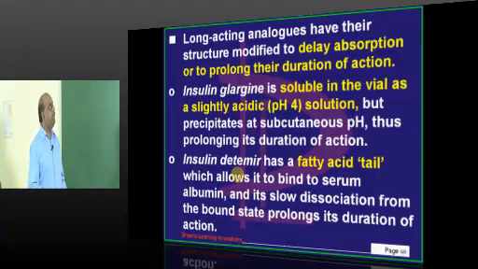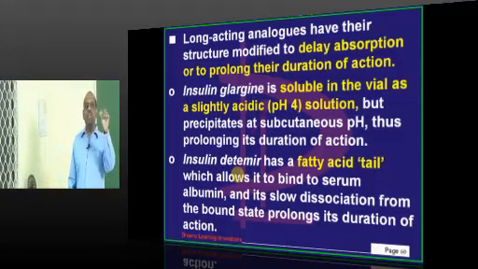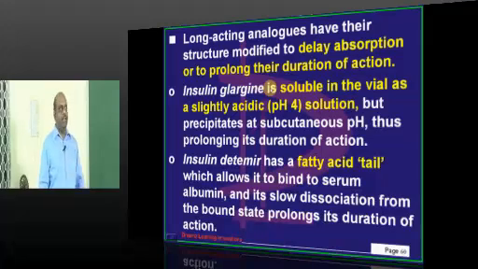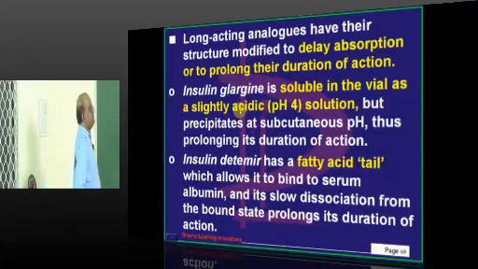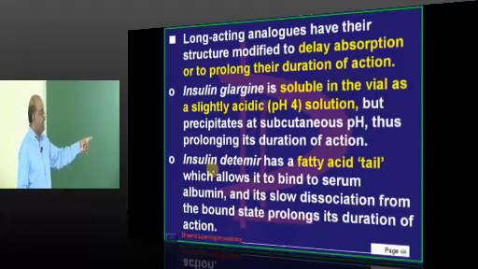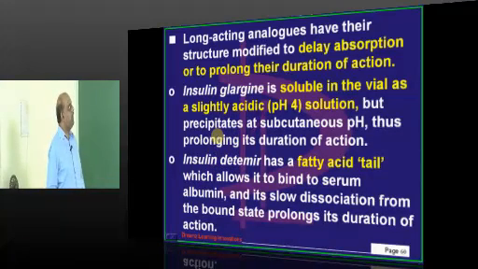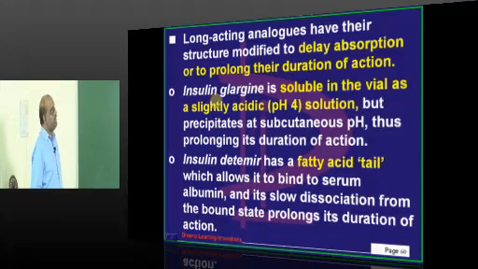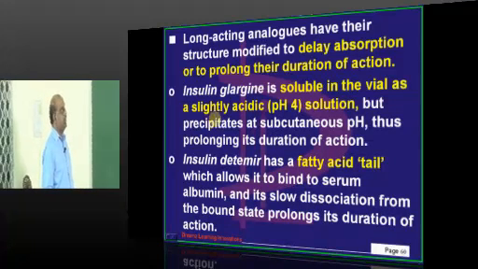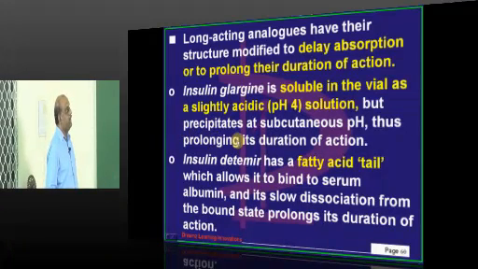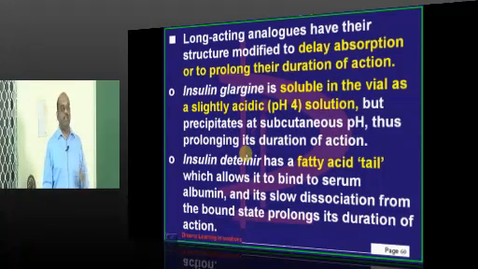And the long acting analogs are basically engineered in such a way that their absorption becomes delayed and their duration of action is much more prolonged. So, insulin glargine and insulin detemir are examples of the long acting insulin analogs. Glargine insulin is soluble in the vial in an acidic pH 4 solution, and it precipitates at the subcutaneous pH and it prolongs the duration of action. That is the principle of prolonging its duration.